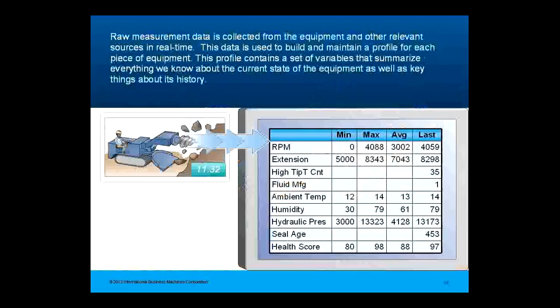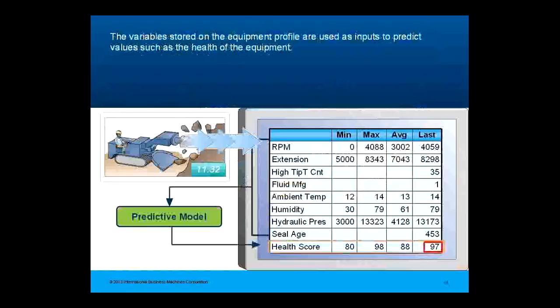So let's go back and see how IBM PMQ would have helped in avoiding this costly failure. We're measuring all this raw data coming in: the RPM, the extension length, the tip temperature, the fluid manufacturer type, the ambient temperature, humidity, hydraulic pressure, seal age. There could be many more, dozens or hundreds of other measurements coming in.